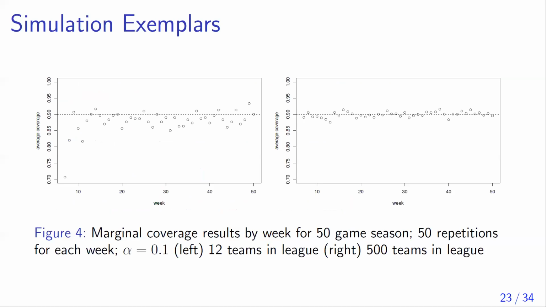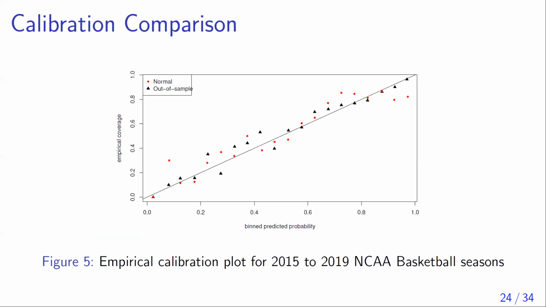And so we have two examples. Off to the left is where we have 12 teams in a league and we have a 50-game season. And off to the right is we have 500 teams in the league. So you can see that we definitely perform better. Our prediction intervals definitely have better coverage and tighter coverage around nominal the more teams we have, whereas compared to, say, a 12-team league, we still seem to be centered around our nominal coverage of 90%, but it's definitely more varied.